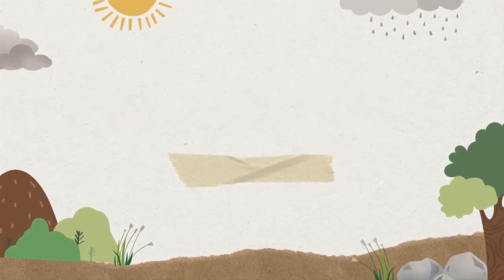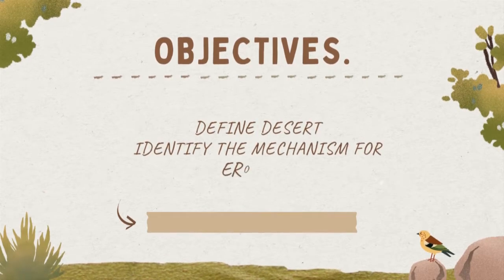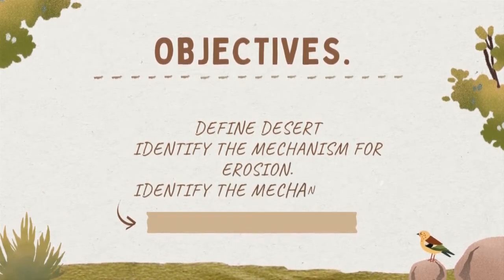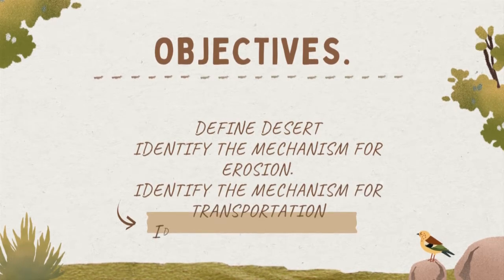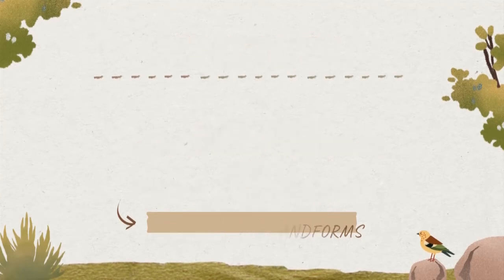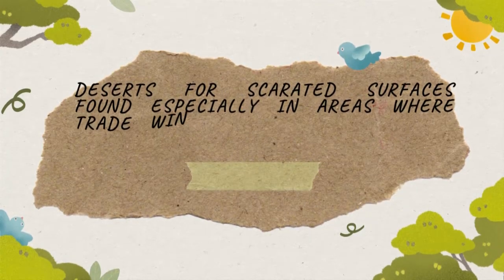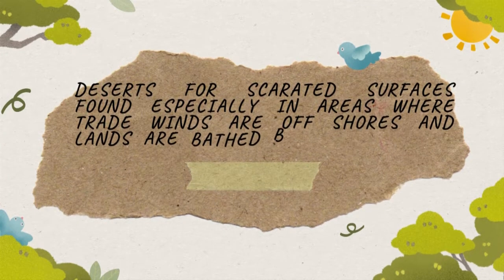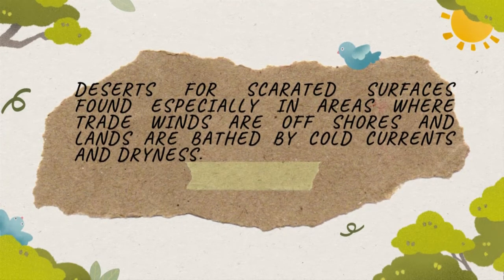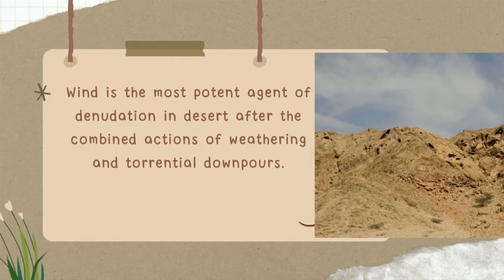Desertification is formed in areas where trade winds are offshore, and from time to time these winds blow across the sea or blow towards the sea, leaving the land desertified and bordered by a cold current. They result in a kind of erosion where wind is most potent.